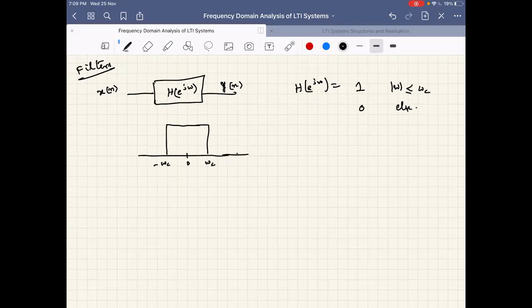Up to what extent should we sketch it? Up to pi and minus pi. Okay, so assume that this is the spectrum H of e power j omega. And for this spectrum, it is a zero phase spectrum. That means there is no phase term, so H of e power j omega is real. Okay, and this is referred to as low pass filter. The reason being, it passes the frequencies with no attenuation, and it attenuates all the frequencies beyond omega c.